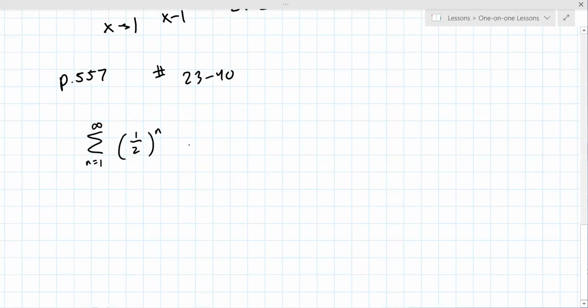If you were to write out a few terms of this, you would say, okay, it's 1/2 plus 1/4 plus 1/8 plus 1/16, and you would hopefully see that this is geometric with r equal to 1/2. So if you can get something to the power of n, that's always your r.